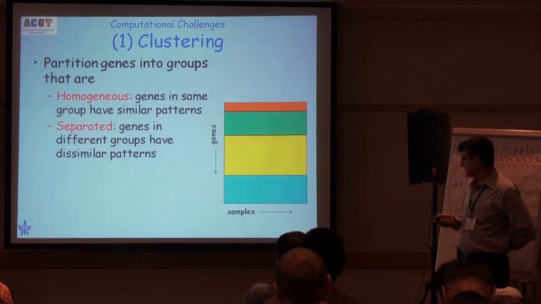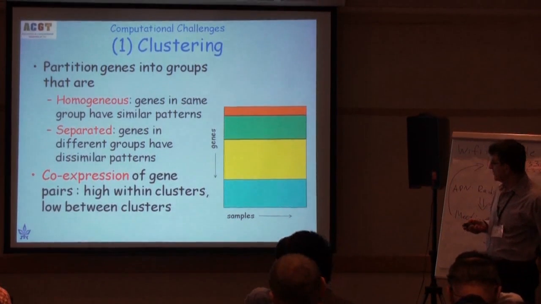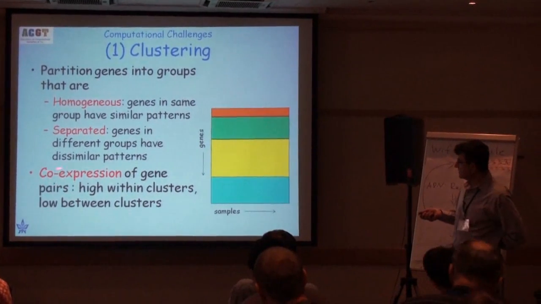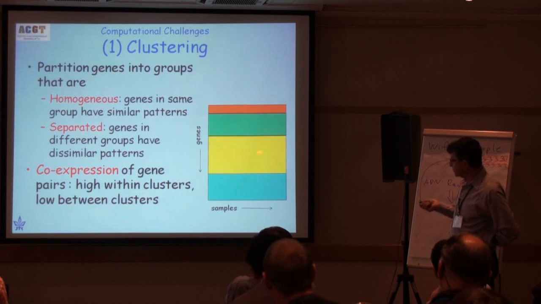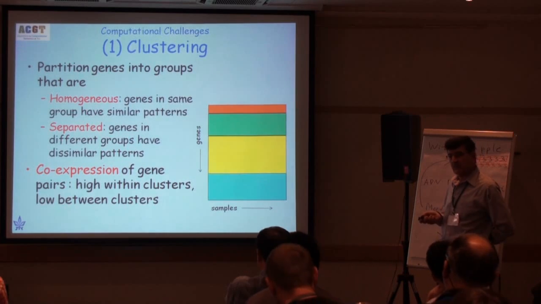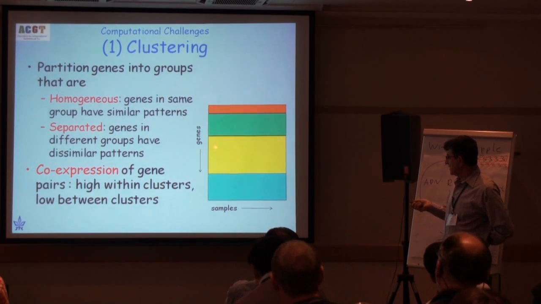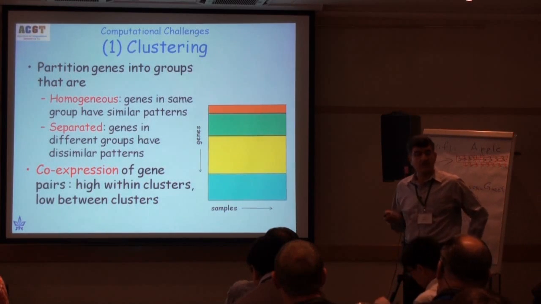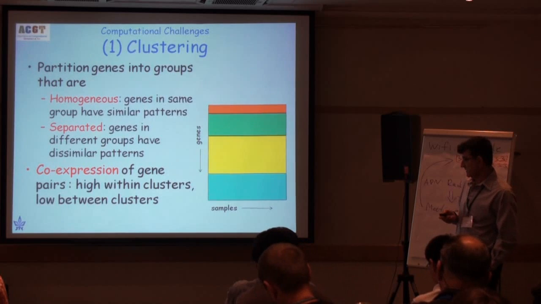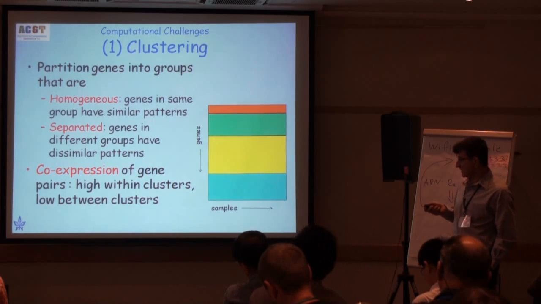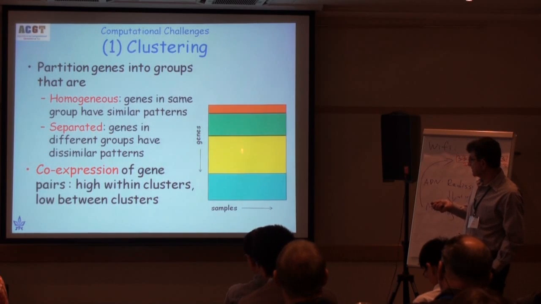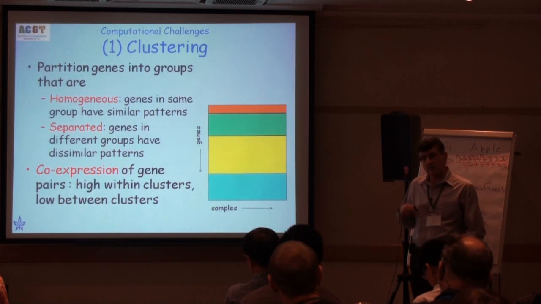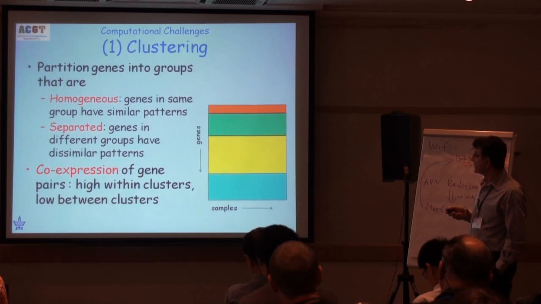different sets are dissimilar. So to do this, we need the notion of co-expression, namely given a pair of genes, two patterns here, two row vectors, we compare them and measure their similarity, typically using Pearson correlation, but could be other ways as well. So we want the co-expression level within clusters to be high and between clusters to be low.